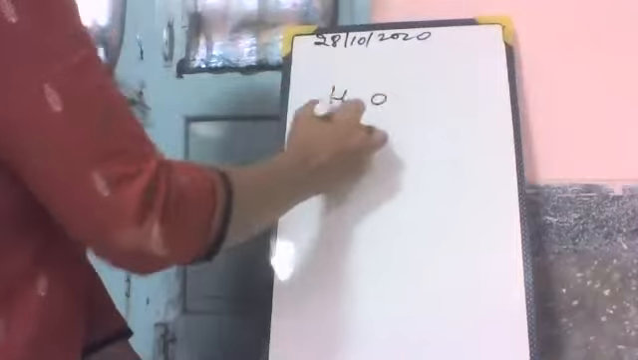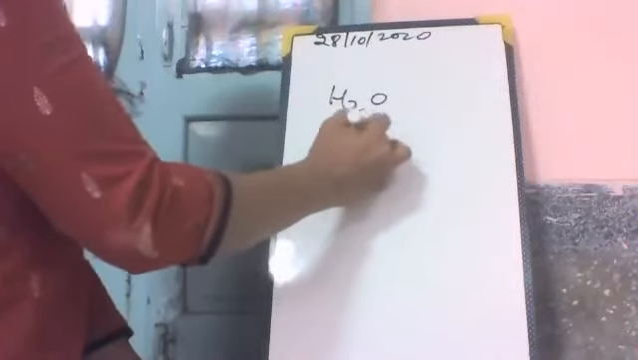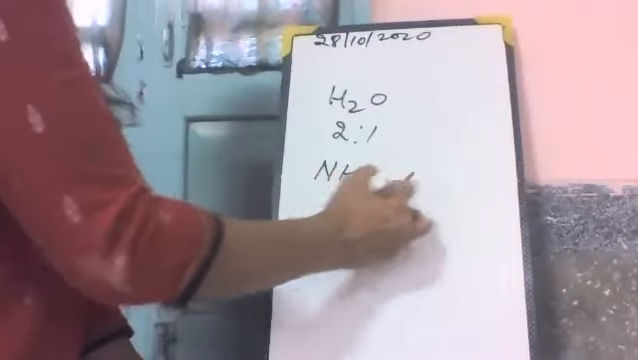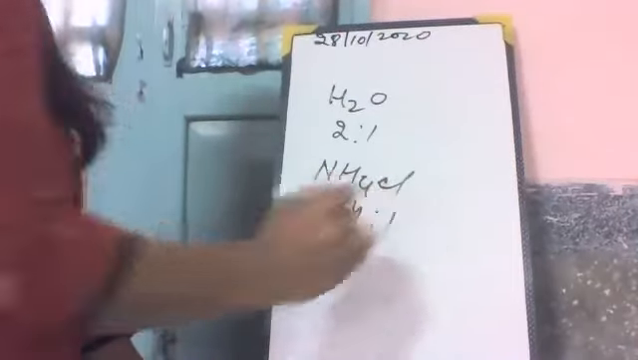It also represents the respective number of different atoms present in one molecule of a compound. We can see that the ratio of hydrogen to oxygen in water is 2:1. In ammonium chloride, it is 1:4:1.